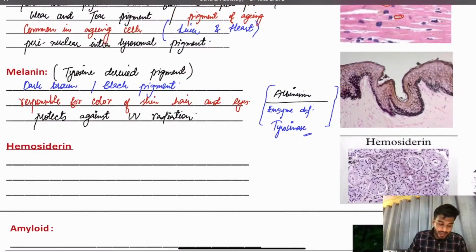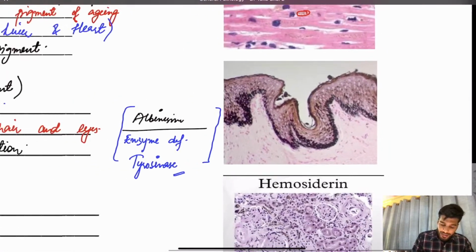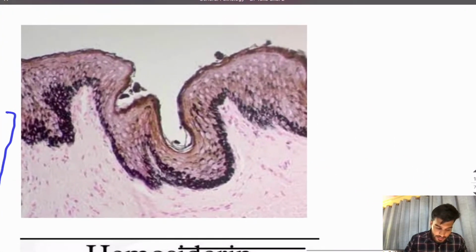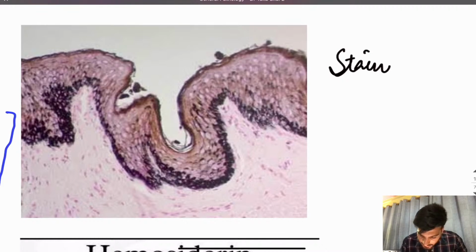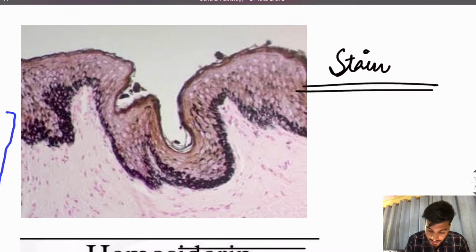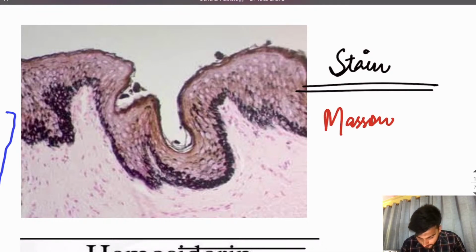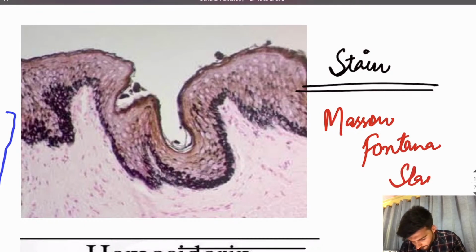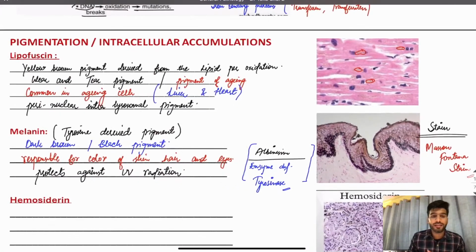Okay, and the stain that we use for melanin is called Masson-Fontana stain. Write it down, guys. The stain for melanin. What is the name of the stain? Masson-Fontana stain. All these stains are very important. So all the points about melanin are clear, guys.